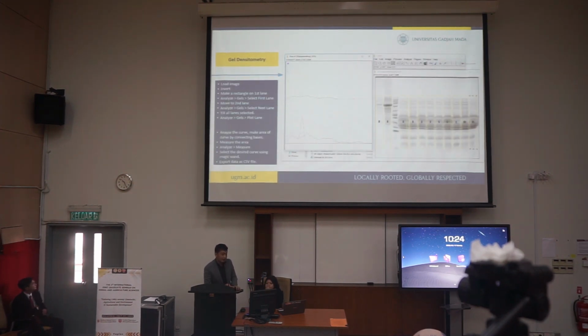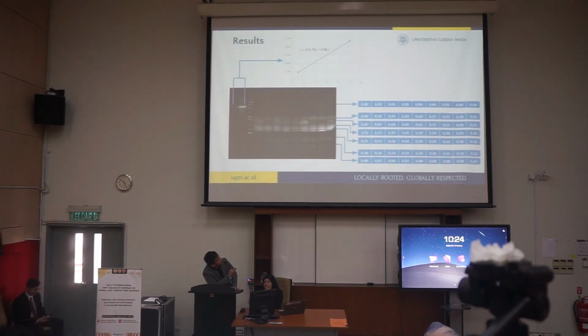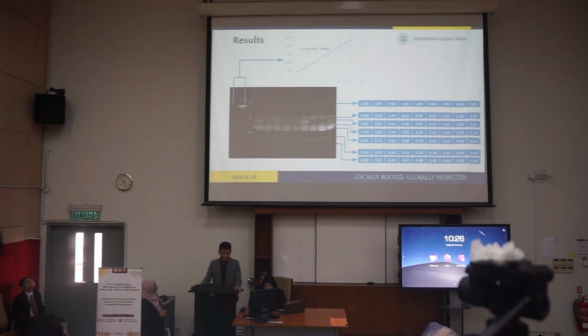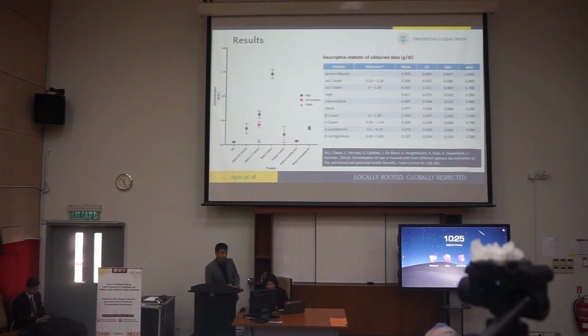We use the imaging, and we can analyze the density of each band, and then this is the result for our gel. We have a linear model to correlate the density with the protein. Because for the standard we don't have replication, so there is no determination. The determination is always one, but the correlation is always 1, 2, because there's no replication. The quantification is under the reference we have used.